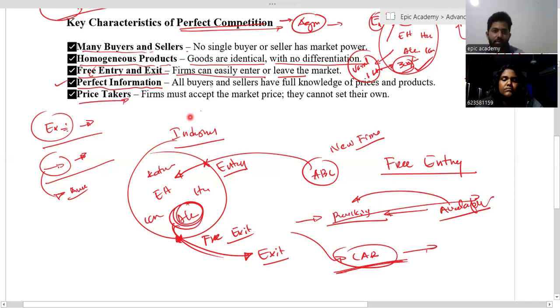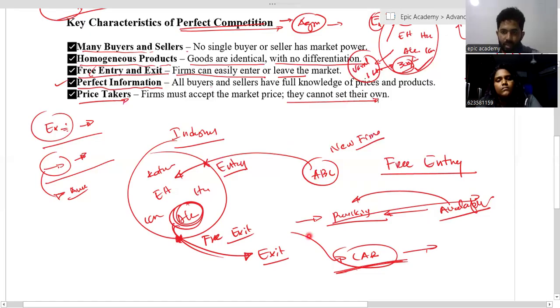They act as price takers. Firms must accept the market price. They cannot set their own prices. If they could set their own prices, we would call them price makers. But unfortunately, they cannot set the price of their own production. They have to accept the market price, which is decided where the demand and supply curves intersect each other. So those are the basic characteristics of the perfectly competitive market structure.